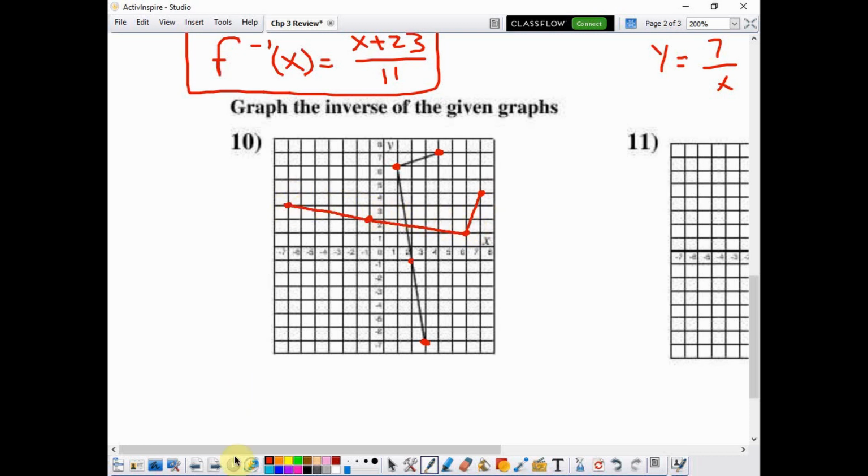That's the inverse. Anytime you graph an inverse, if you put in the line y equals x, that should appear as a reflection over y equals x. And notice where they intersect each other is right there on y equals x.